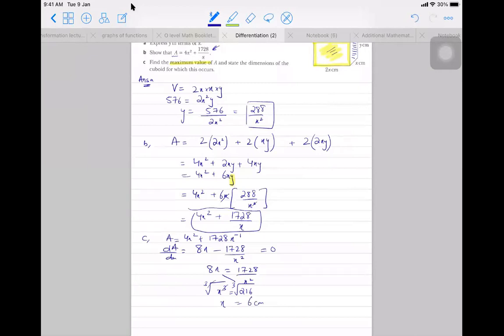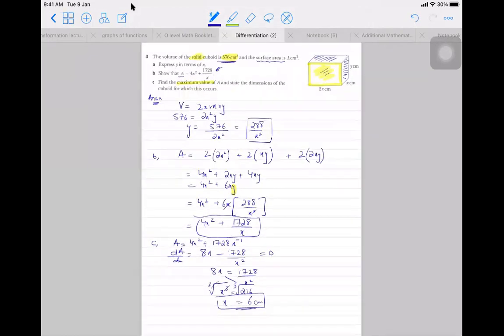Now the question is saying find the maximum value of A and state the dimension of the cuboid for which this occurred. So if the value of x is 6, what are going to be the dimension? The length is going to be 2 times 6, 12. The width is 6 and the height is y, and y was equals to 288 upon x square. So 288 upon 36 is 8. So this cuboid has a length of 12 centimeter, width is 6 centimeter, and the height is 8 centimeter.